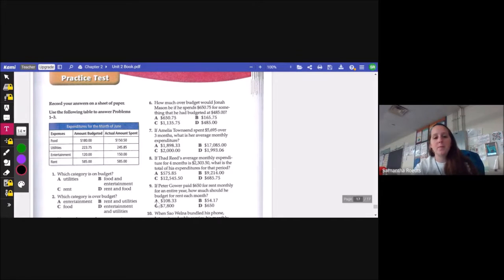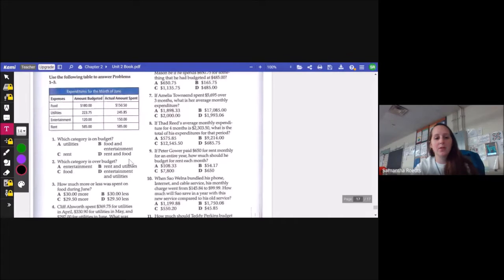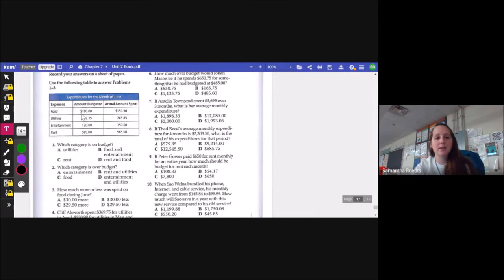For the first three, it asks us to use this table, the expenditures for the month of June. So we have expenses: food, utilities, entertainment, and rent, the amount we budgeted, so the amount we plan to spend, and the amount they actually spent on those particular items. The first question asks, which category is on budget? On budget means that they're exactly on budget. When I subtract these, I should get 0.